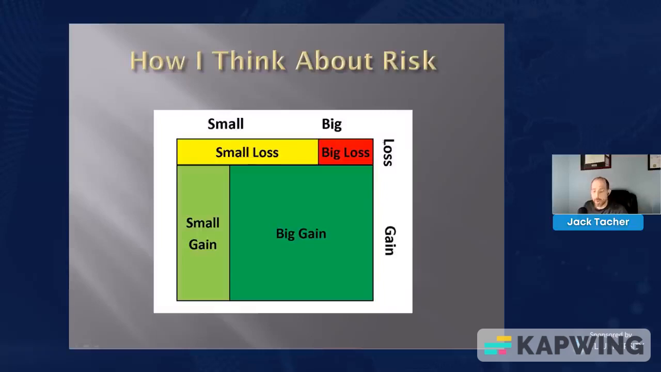So when you enter a trade, you have four possible scenarios, right? You have the potential for a big loss. You have the potential for a small loss. You have a potential for a small gain. You have the potential for a big gain. My goal in the market is to minimize this quadrant and maximize this quadrant, right?